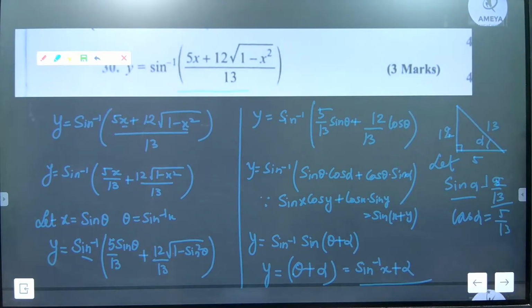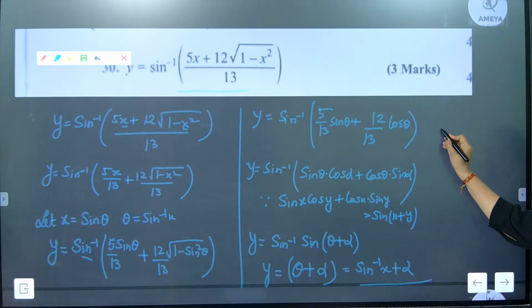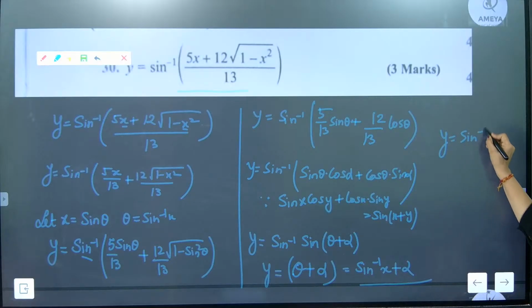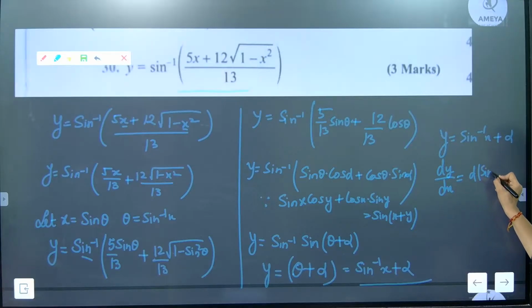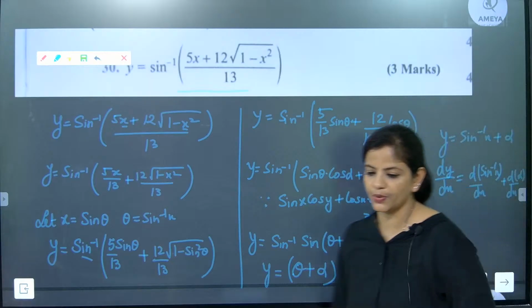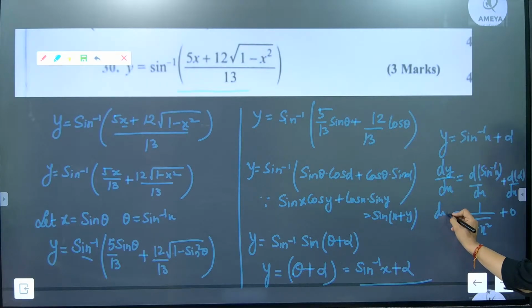Now once you are writing this, the last step is you need to differentiate. So y is equal to sine inverse x plus alpha. Differentiate with respect to x. dy by dx equals the differentiation of sine inverse x plus the differentiation of alpha. Alpha is a constant, so its differentiation will become 0. Sine inverse x differentiation will become 1 over root under 1 minus x square, plus 0. So this much big question, and the answer is only 1 over root under 1 minus x square.